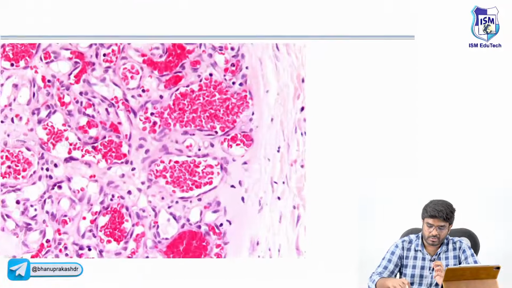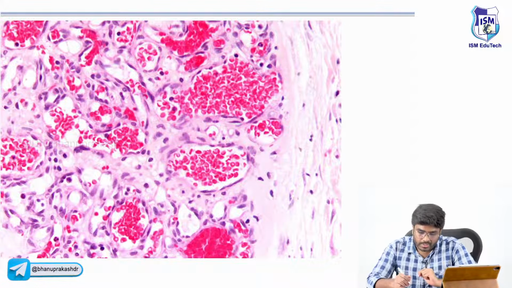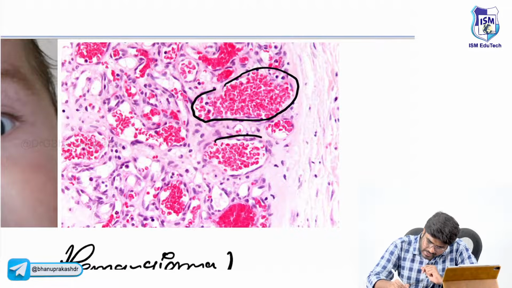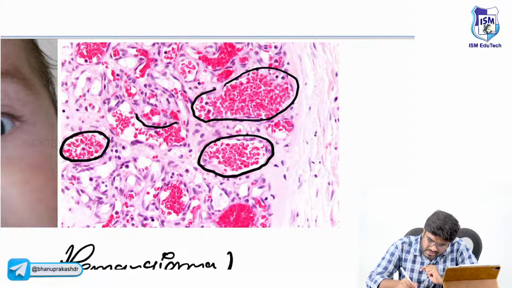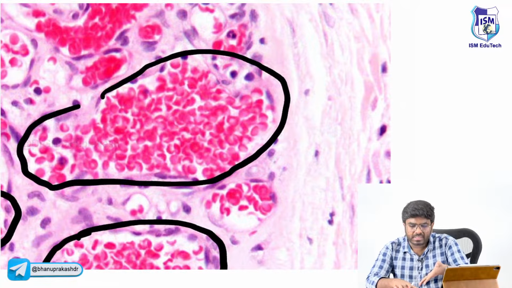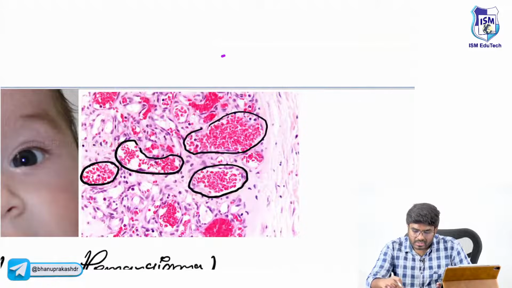And image based question also. When you take a biopsy from that capillary hemangioma or strawberry hemangioma, you can very clearly see these are blood vessels. These white spaces are the blood vessels. How can you say that? Because inside them you can appreciate the RBCs, very clearly seen. So these are blood vessels with a lot of RBCs.